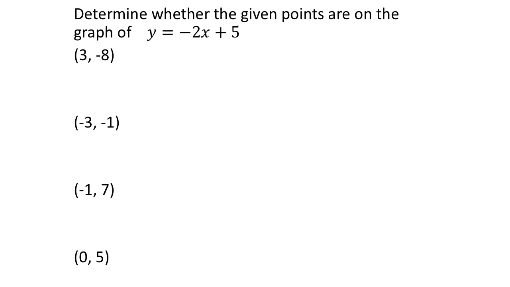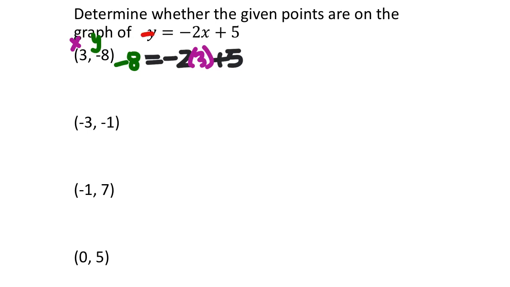Determine whether the given points are on the graph of y equals negative 2x plus 5. So in other words, this is really saying, does the ordered pair 3, negative 8 make this equation true? Well, let's find out. So I've got this equation rewritten, and we're replacing the x and y values, and again it's important to remember which is which. So my x value is 3 and my y value is -8. So it's -8 equals -2 times 3.